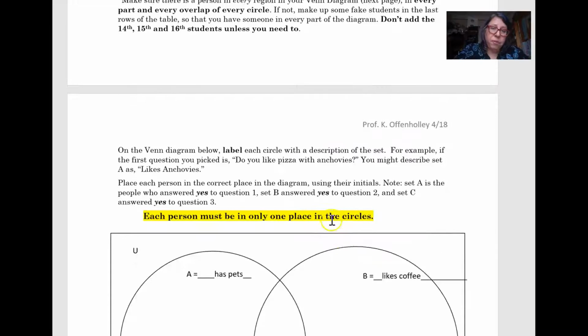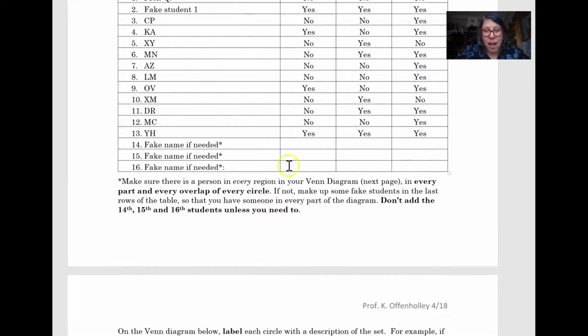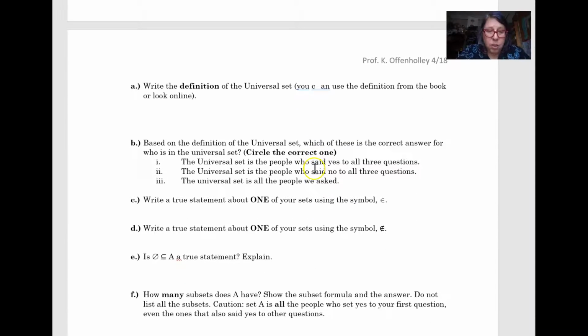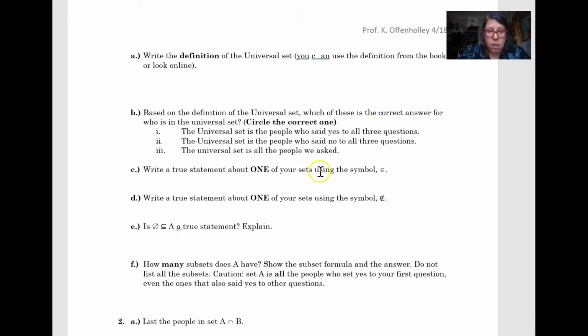Now you would have to fill in the rest of the people, but I leave that up to you. And I'm going to just real quick show you a couple of these questions. So you're going to write the definition of the universal set. You're going to circle one of these three. And then this is the one I wanted to do with you. Write a true statement about one of your sets.